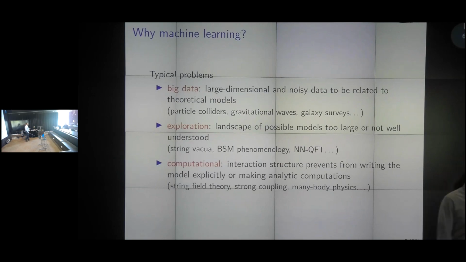So why do we want to use machine learning in physics? What are the typical problems we have? The first is big data. We have some fields where you get a huge amount of data and you just cannot compute everything, typically things related to very big experiments. I will not talk about this first part today. I mean, a bit, but not for the experiments. The second problem is the exploration problem.